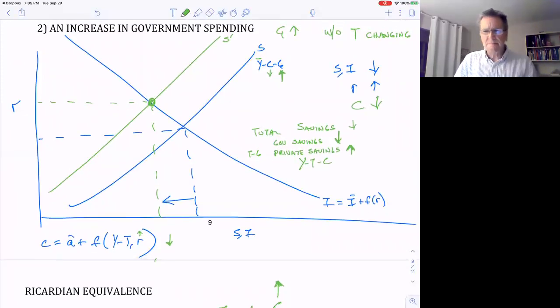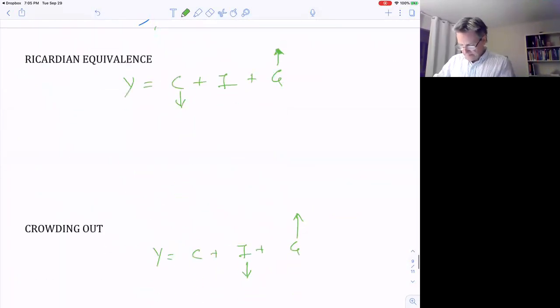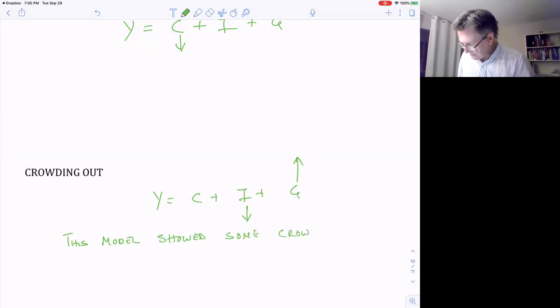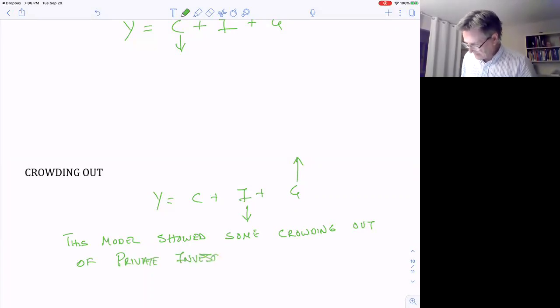So is there any crowding out in this model here, in this second example? Well, we do see some. There is some evidence here because real interest rates are increasing. So real interest rates are going up and investment spending is going down. So this model does show some crowding out of private investment.